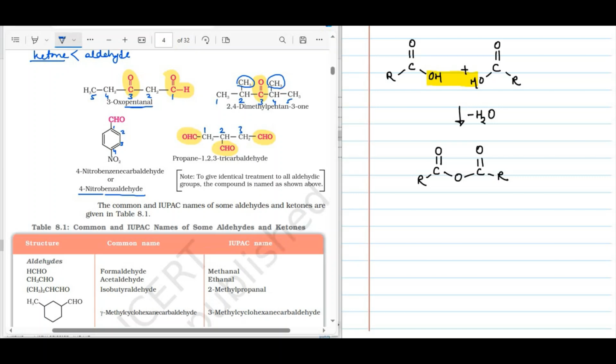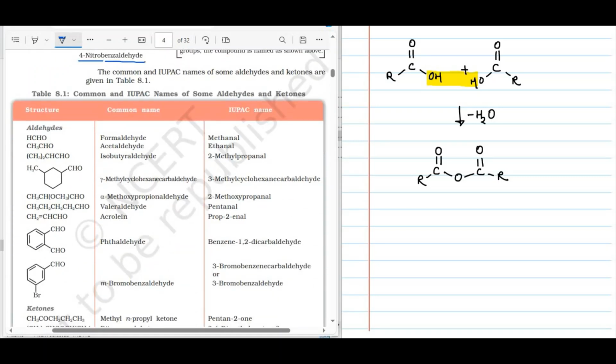So here you have to write the parent name, propane, and there are 3 aldehyde groups bonded to the first, second and third carbon. You have to write propane-1,2,3-tricarbaldehyde. Though we use carbaldehyde for cyclic aldehydes only, here, to give equal treatment to all the aldehyde groups, you have to use carbaldehyde.